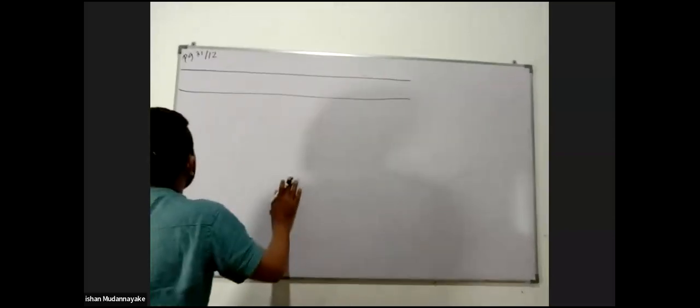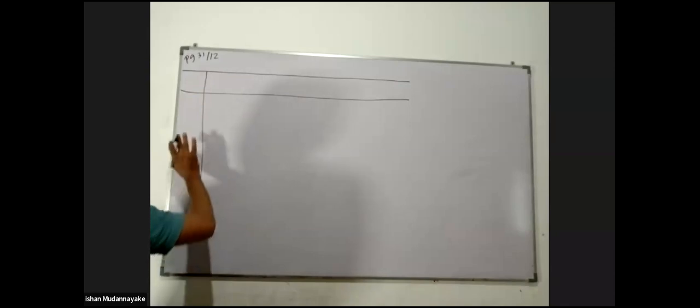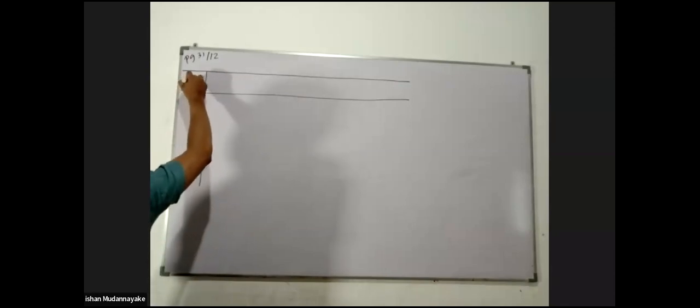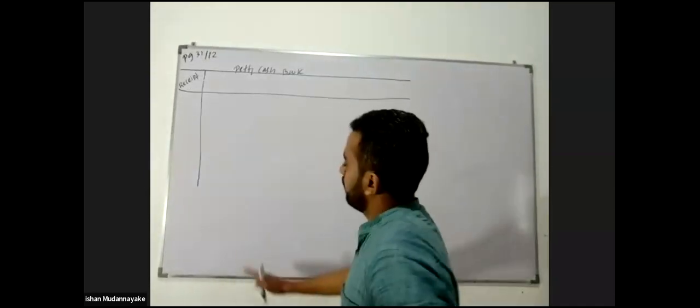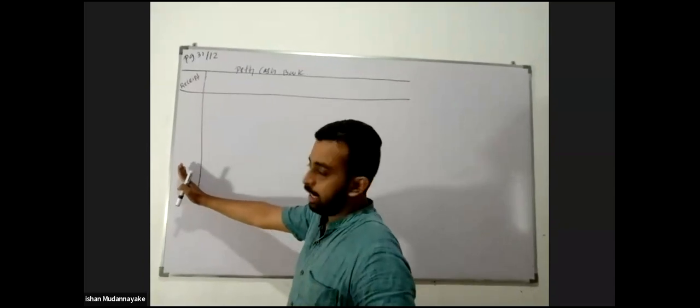Right, Lamai, petty cash book debit side, receipt. Here is the debit side, and this side is the credit side. Petty cash book, debit side and credit side.